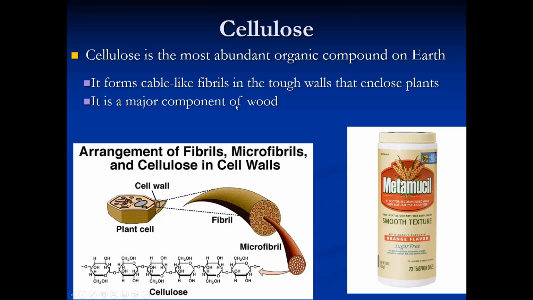It's a major component of wood. So the cell walls of wood, of plants, are made out of cellulose, and that's wood. It's also known as dietary fiber, as we see in Metamucil.